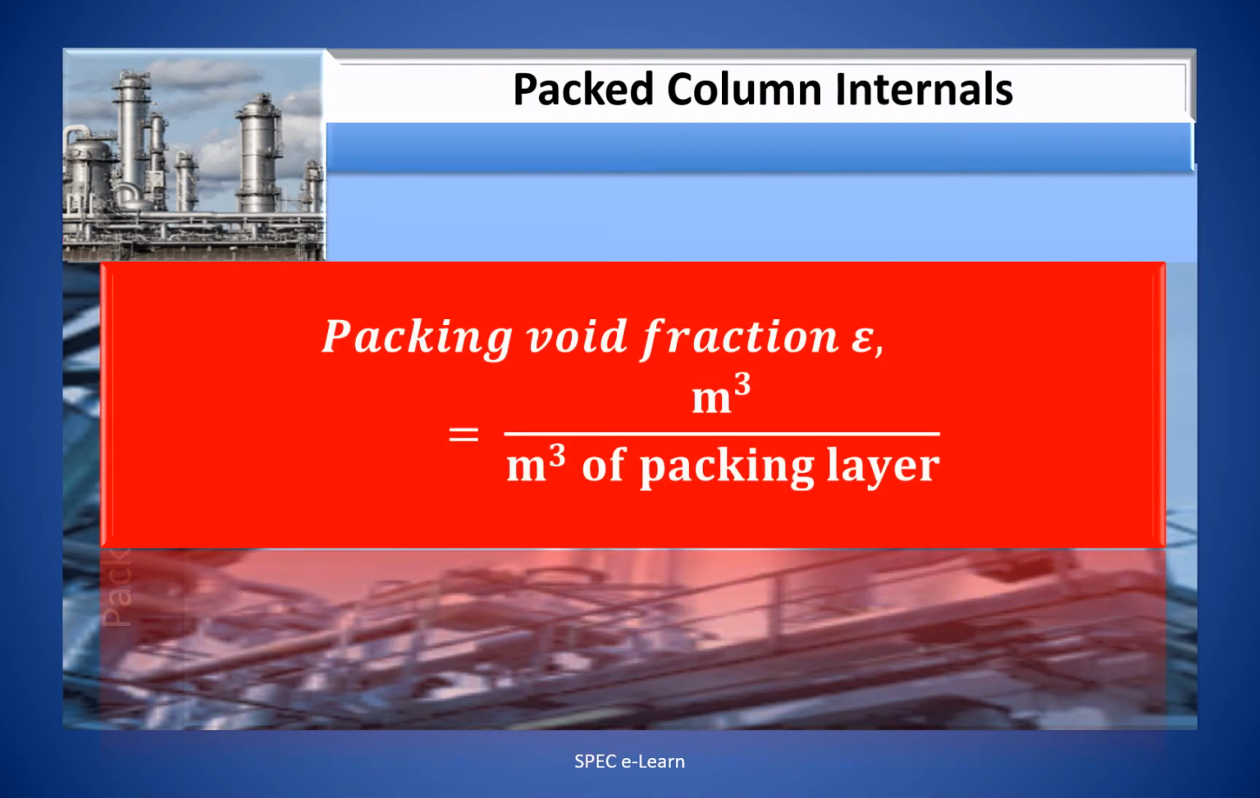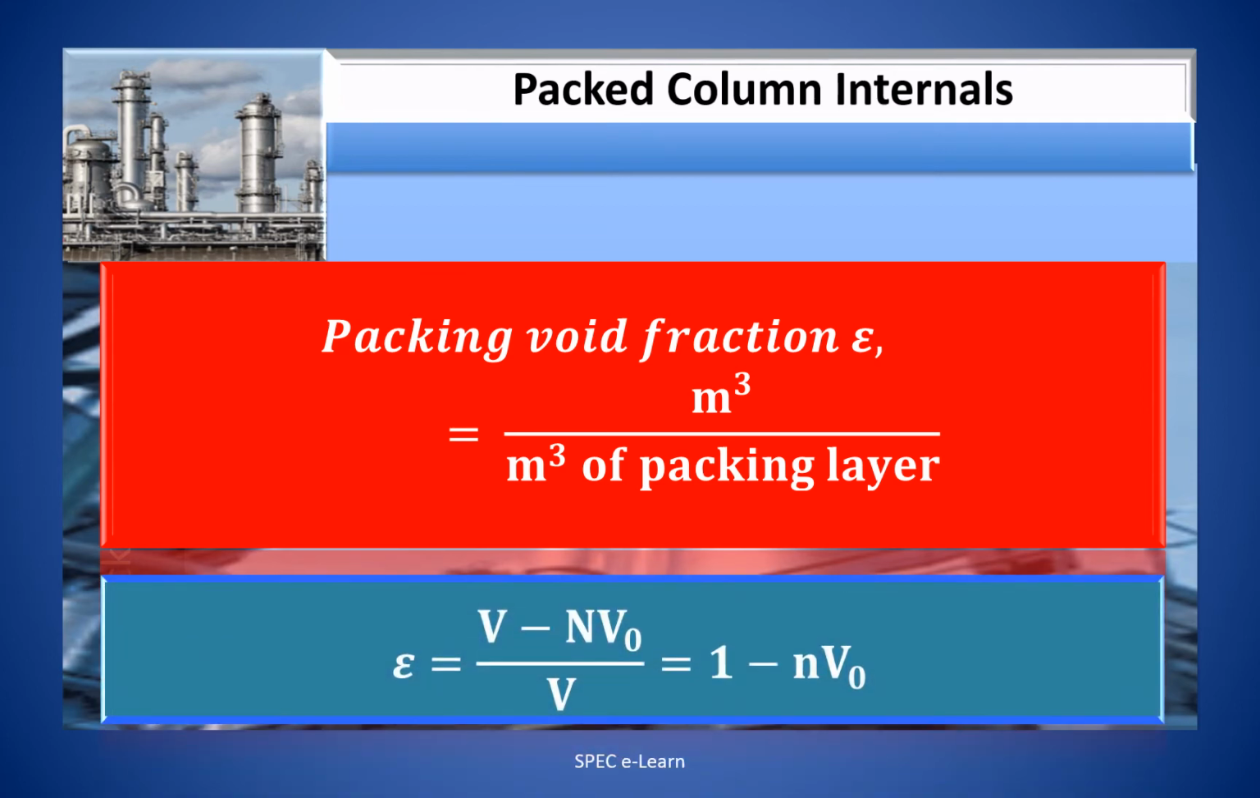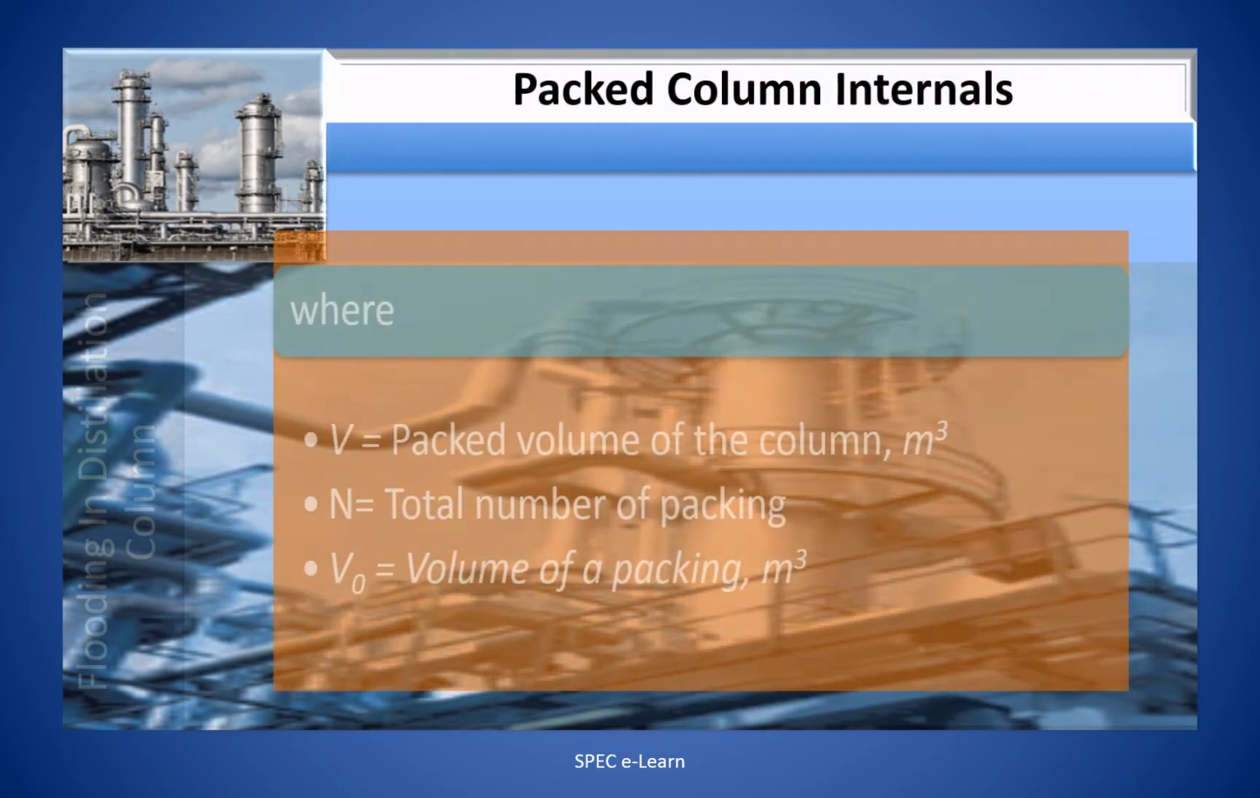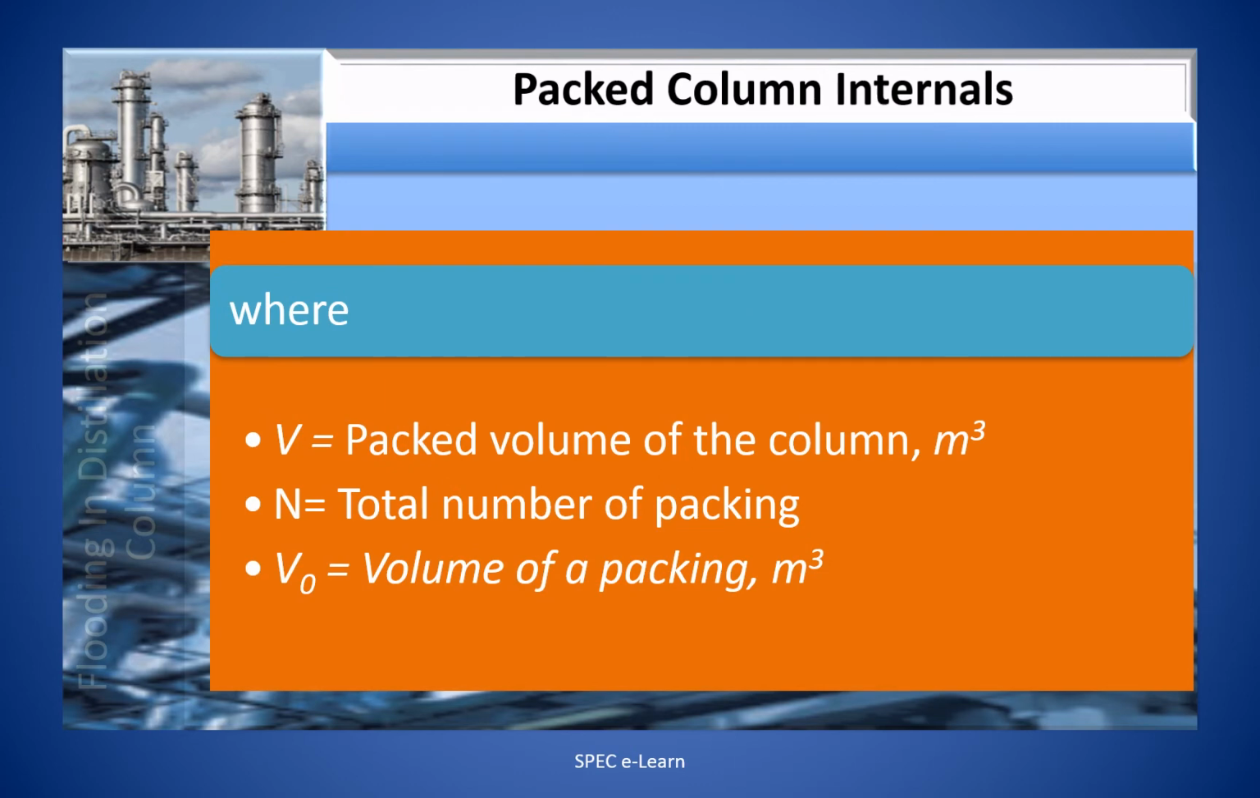Packing void fraction epsilon is expressed as meter cube per meter cube of packing layer. Epsilon equals capital V minus n times V naught, divided by V, which equals 1 minus n times V naught, where V is the packed volume of the column in meter cube, n is the total number of packing, and V naught is the volume of one packing in meter cube.